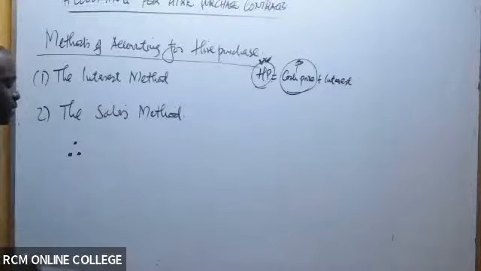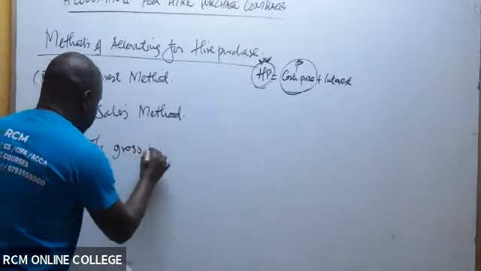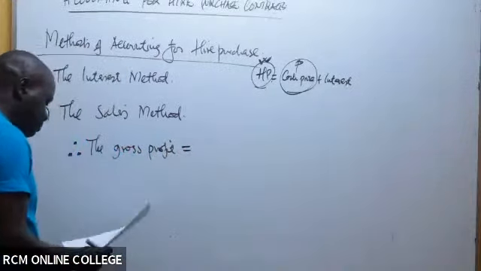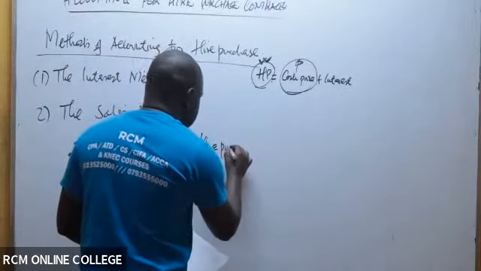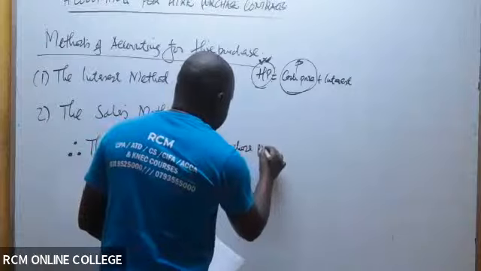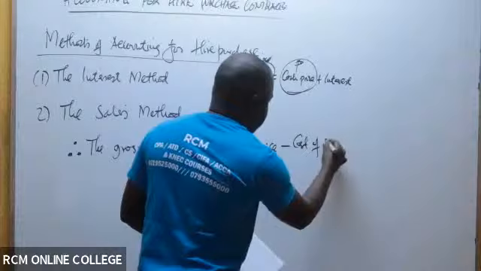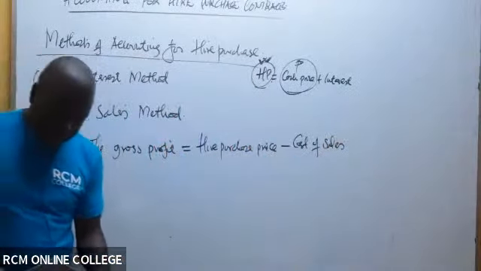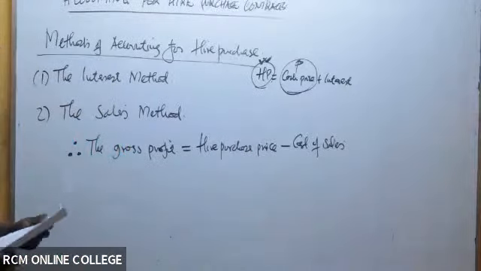So mlifunzwa hivi. Unaweka dot tatu. Therefore, the gross profit will be equal to higher purchase price minus the cost of sales. So that's how in this case you'll be able to determine the GP.